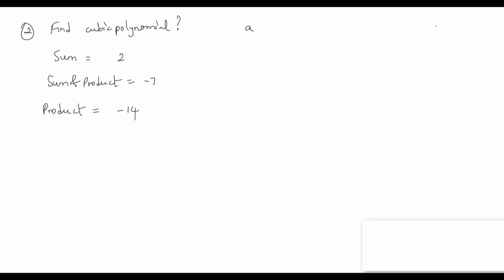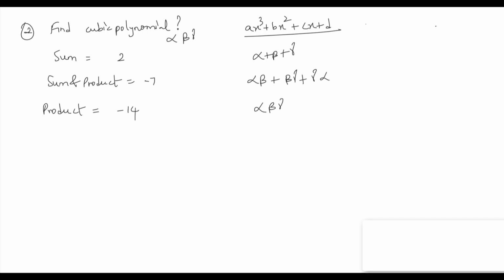So we know the general form is ax cube plus bx square plus cx plus d. This is the form of polynomial which you have to find. Sum indicates alpha plus beta plus gamma, sum of products is alpha beta plus beta gamma plus gamma alpha, whereas product is alpha beta gamma. So according to the question, what you have to do is find the cubic polynomial when sum and product are given. All you have to do is remember the formula.